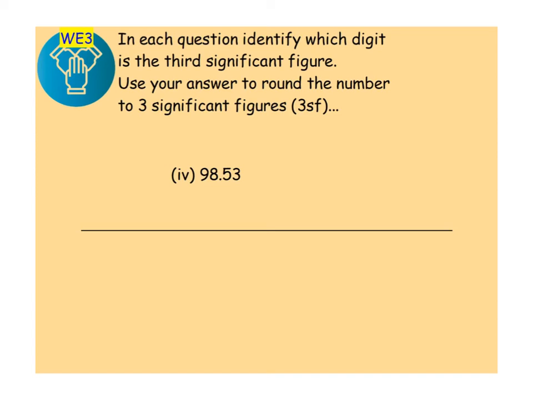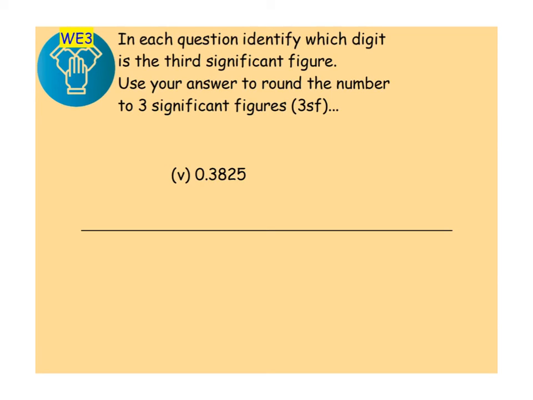Okay, this time, first significant figure is the 9, second significant figure is the 8, third significant figure is the 5. So my number line looks like this. Halfway between them is 98.55. 98.53 is a bit less than that, so it's nearer to 98.5. So there's my answer. Last one for worked example 3. Pause the video, have a go.